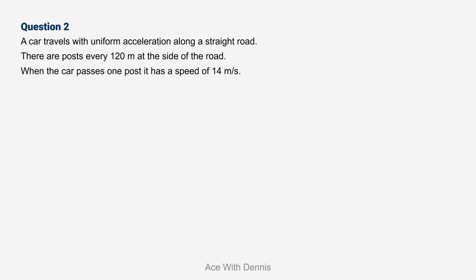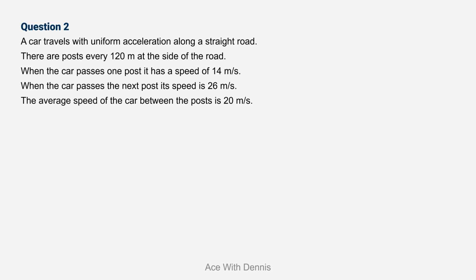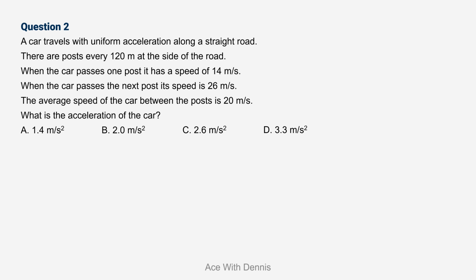Question 2. A car travels with uniform acceleration along a straight road. There are posts every 120 meters at the side of the road. When the car passes one post, it has a speed of 14 meters per second. When the car passes the next post, its speed is 26 meters per second. The average speed of the car between the posts is 20 meters per second. What is the acceleration of the car? A. 1.4 meters per second squared. B. 2.0 meters per second squared. C. 2.6 meters per second squared. Or D. 3.3 meters per second squared.